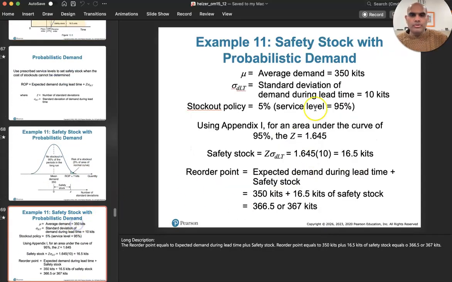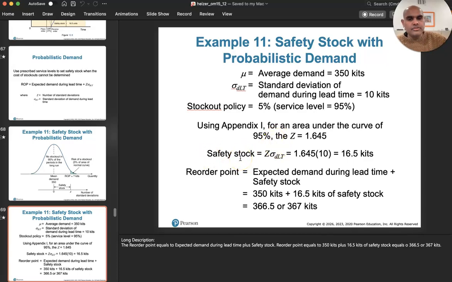So what we need to do is calculate the average demand during lead time and the standard deviation of demand during lead time. Assume the average demand during lead time is 350 kits and the standard deviation of demand during lead time is 10 kits, and let's say we have a stockout policy of 5%, or a service level of 95%. Then we can calculate the safety stock.